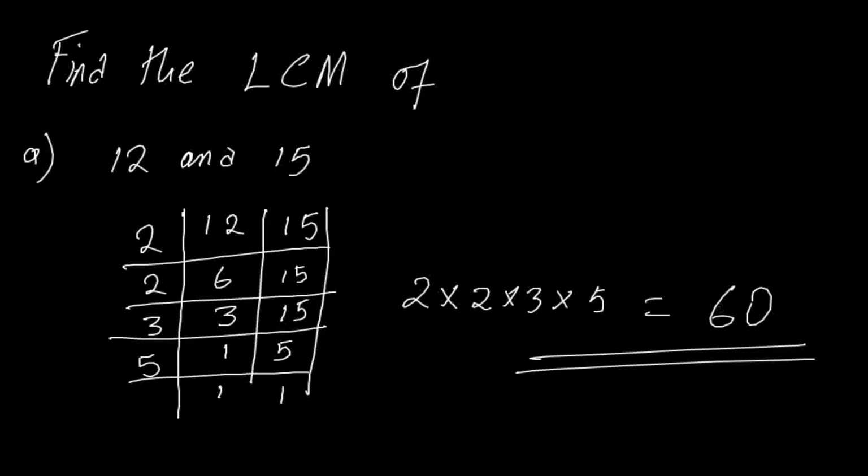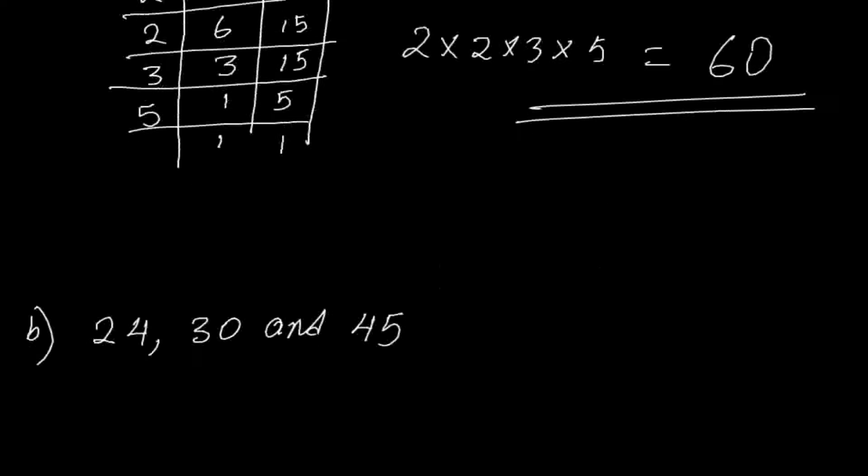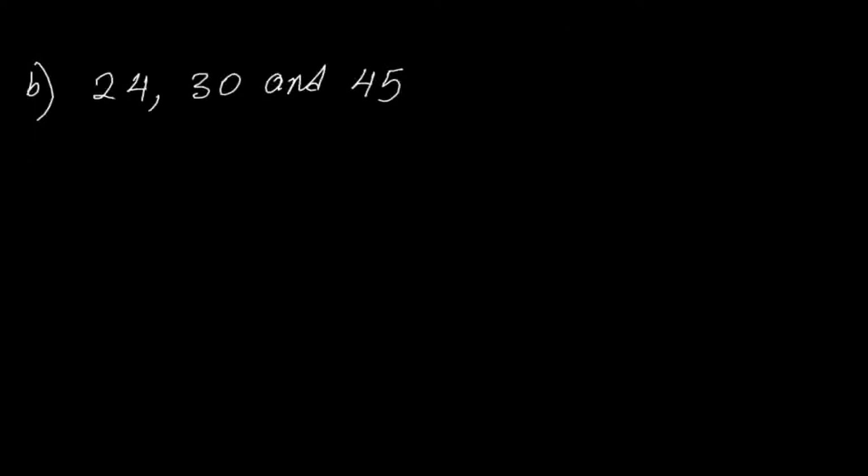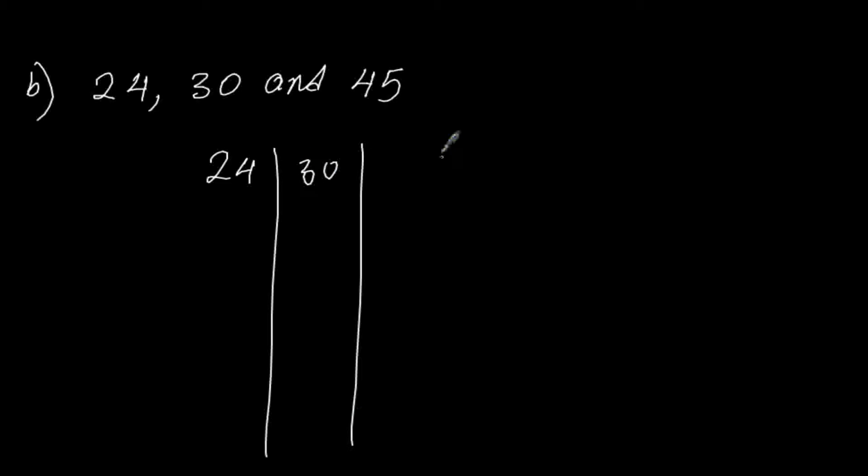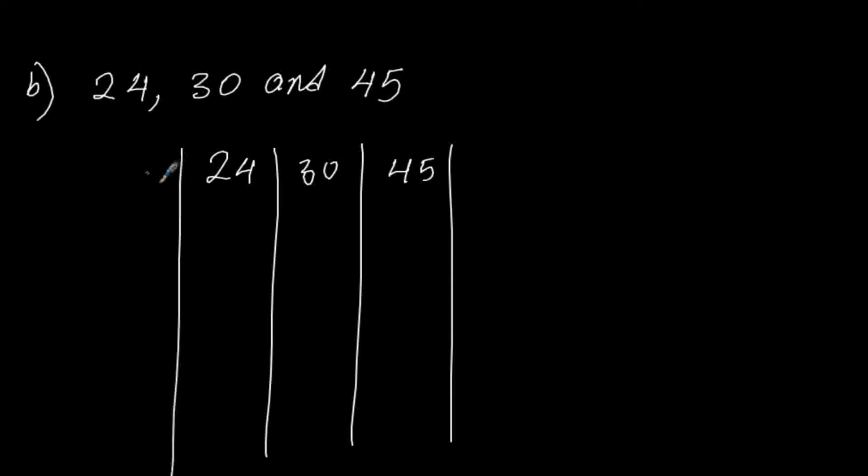And then part B, it asks for the LCM of these 3 numbers. So again, we are going to use our method. You have 24 there, we have 30 and we have 45. I start dividing by a number which can divide any of those 3 numbers.